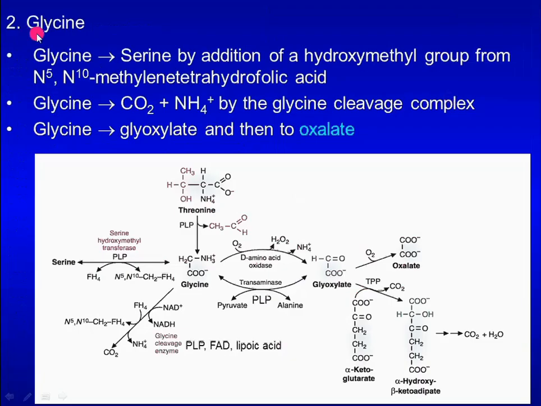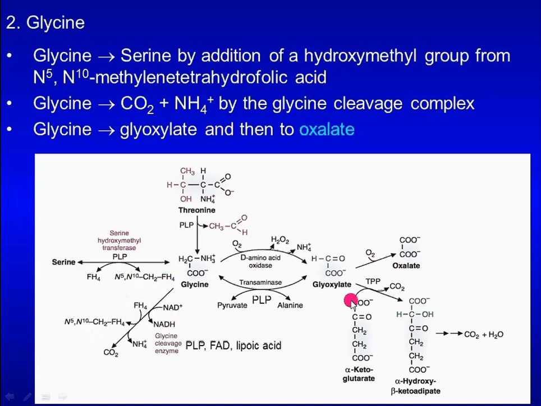There are 3 ways to degrade glycine. First, glycine can be converted to serine by addition of a hydroxymethyl group provided by N5,N10-methylene tetrahydrofolic acid. Second, glycine can be decarboxylated and the methyl group transferred to tetrahydrofolic acid, giving rise to N5,N10-methylene tetrahydrofolic acid with release of ammonium.